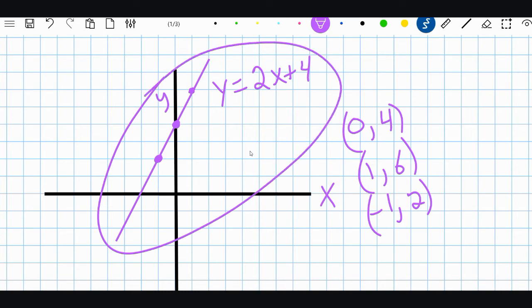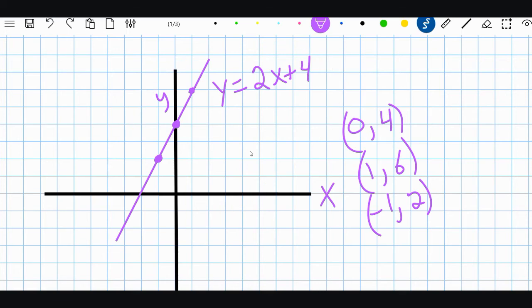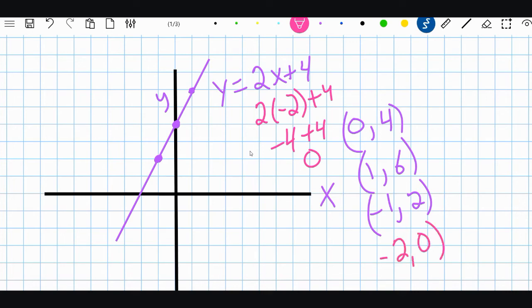You say, well, what if we use different numbers? Well, let me show you a different number, okay? Let's use -2. So let's say x equals -2. So let's say 2 times -2 plus 4. -2 times 2 is negative 4, plus 4 positive gives us 0. So if we use -2, another set, so we're checking this, another set would be -2, 0.